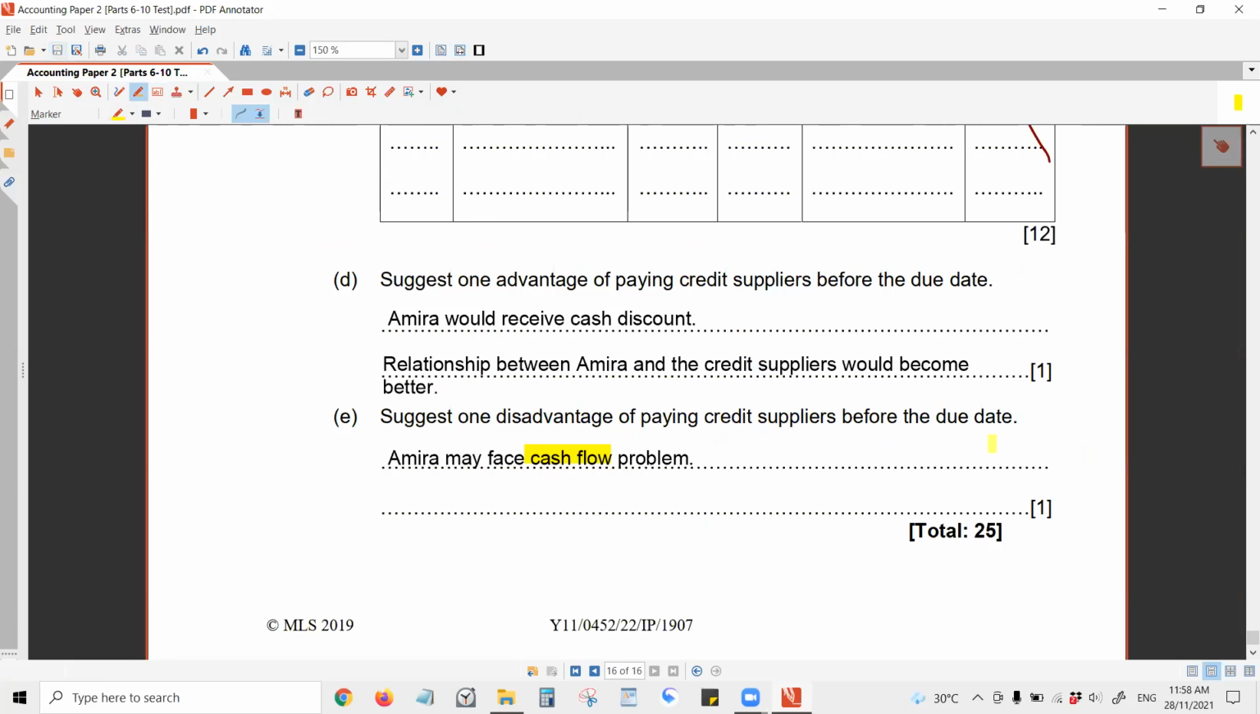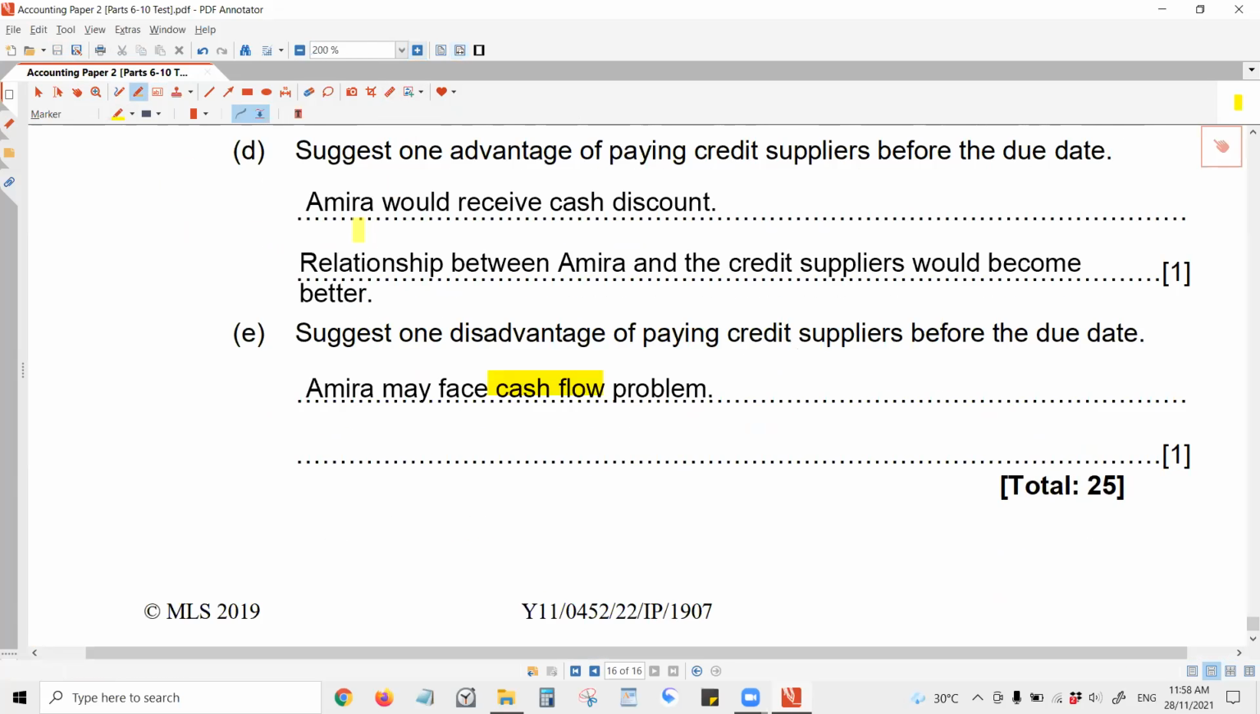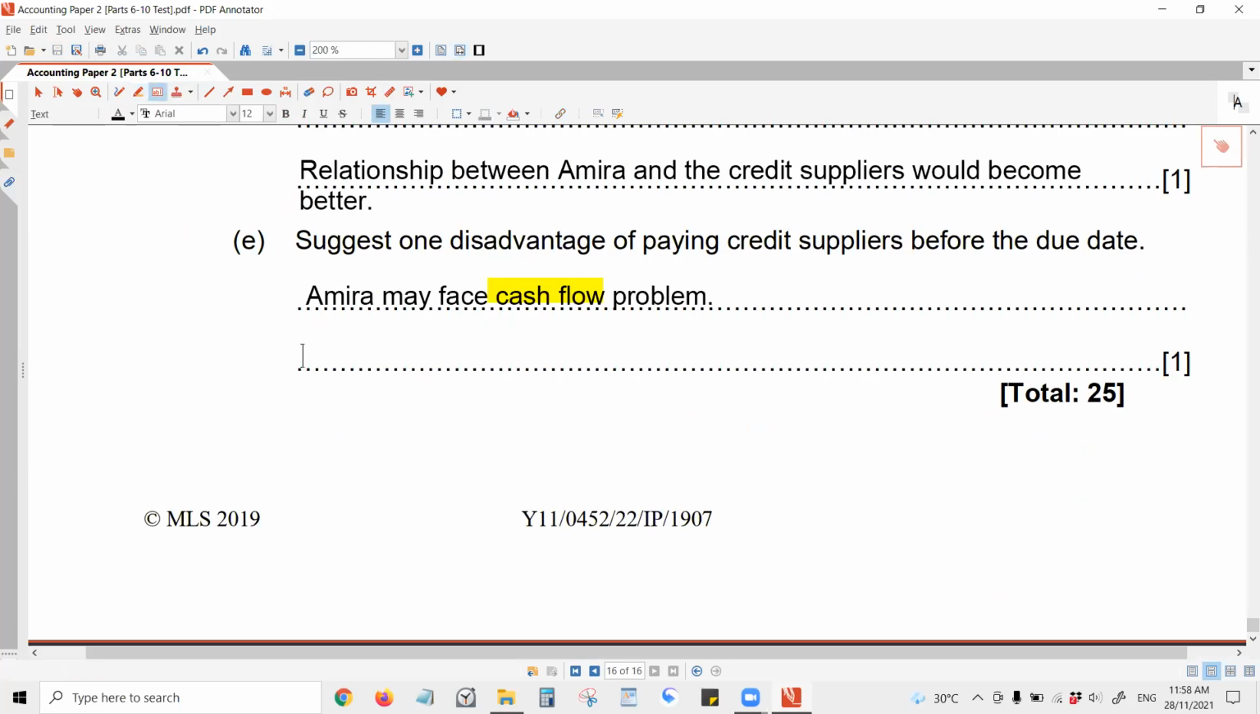Let me scroll down. No more. Maybe let me write one more disadvantage for you here. So when you are lack of money, okay, when you are lack of money, when you see certain opportunities, you want to buy certain things. Let's say you want to buy goods for a cheaper price, but you don't have enough money at that time.